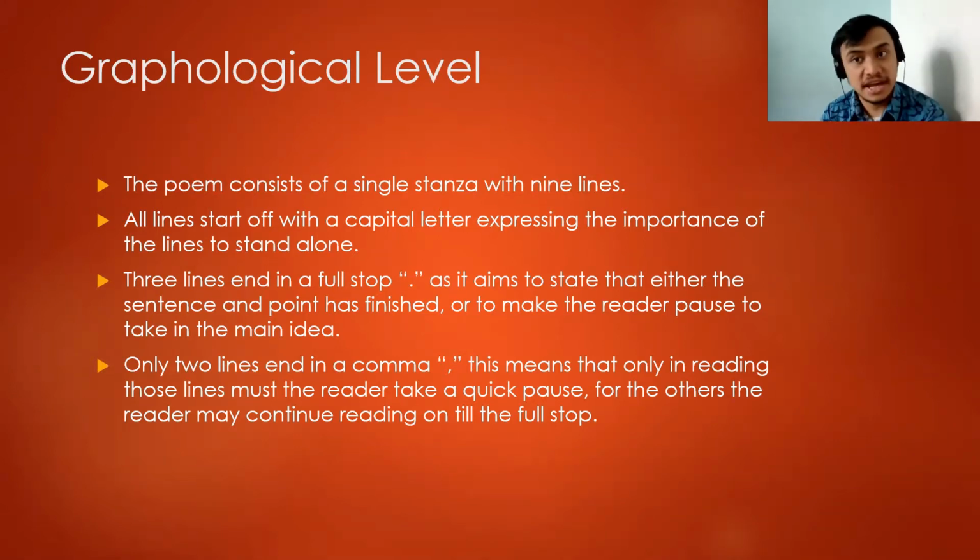2 lines end in a comma. When it ends in a comma, you don't take a long stop like when it ends in a full stop. You take a brief, quick break in reading it, so as not to dislodge the ideas from one another. So you read 1 line ending in a comma, stop, take in that idea, and then move on to the next line, because those 2 ideas will probably be a continuation, but they won't clash with one another.